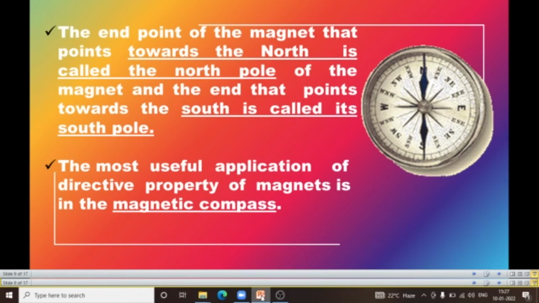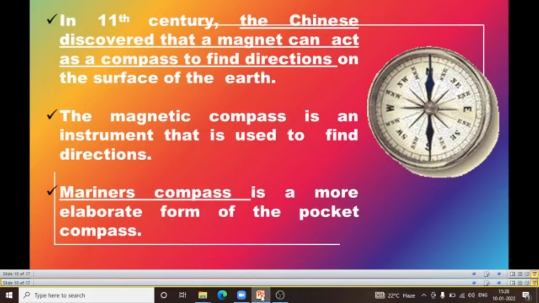So, the very useful application and most important direct property of a magnet is the magnetic compass. In the 11th century, the Chinese discovered that a magnet can act as a compass to find directions. So, the magnetic compass is an instrument that is used to find directions. The mariner compass is a more elaborate form of the pocket compass. Mariners use this to point out the directions.